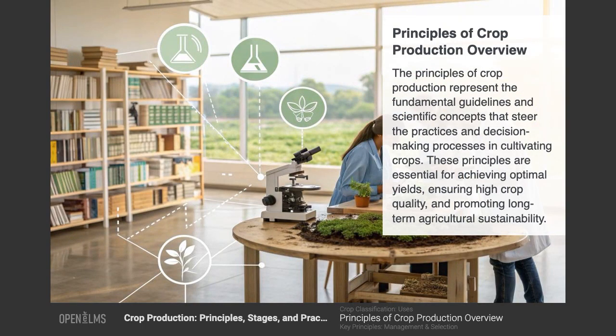Principles of crop production overview. The principles of crop production represent the fundamental guidelines and scientific concepts that steer the practices and decision-making processes in cultivating crops. These principles are essential for achieving optimal yields, ensuring high crop quality, and promoting long-term agricultural sustainability.